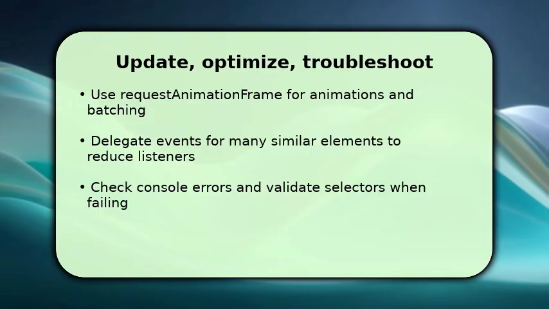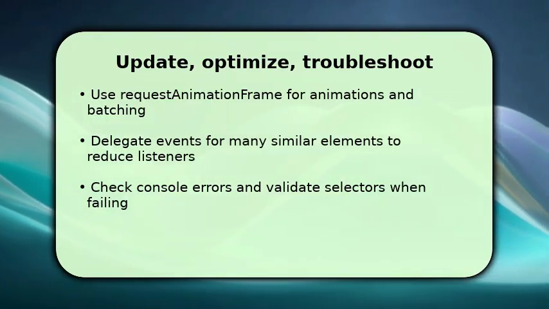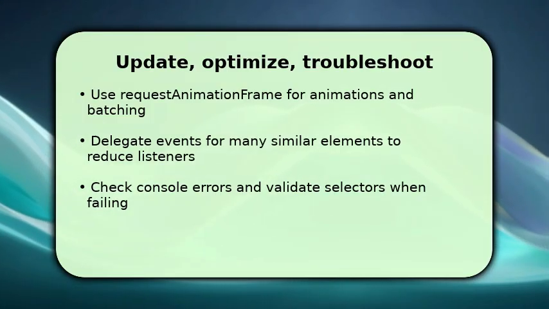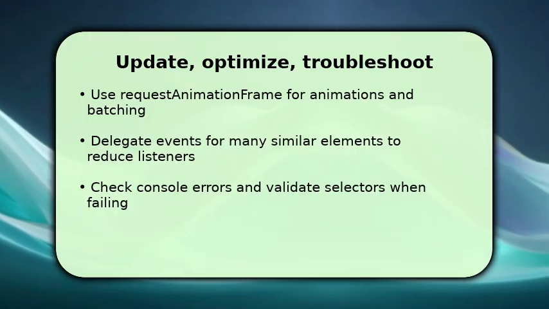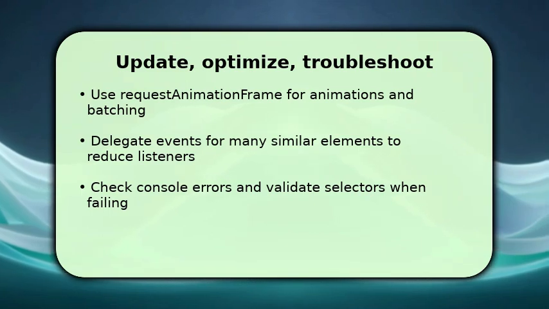Once done, test interactions and inspect the console. If something breaks, confirm your selector returned a node. Check for typos in property names, and watch for cross-origin or timing issues. Fixing those usually resolves the majority of DOM problems.